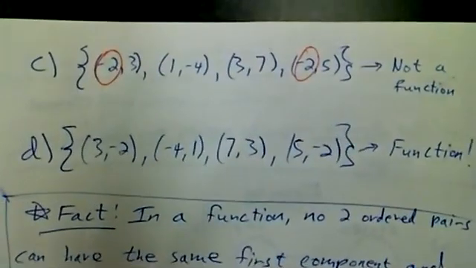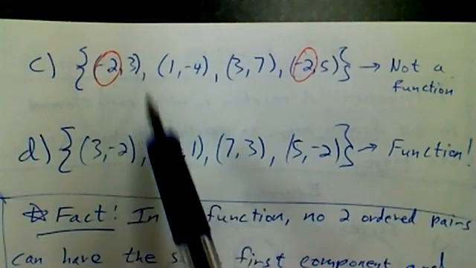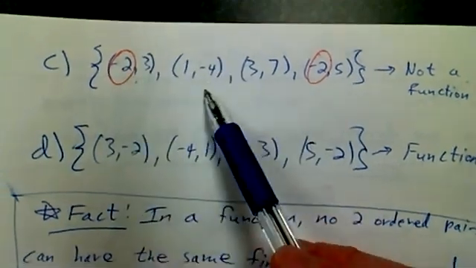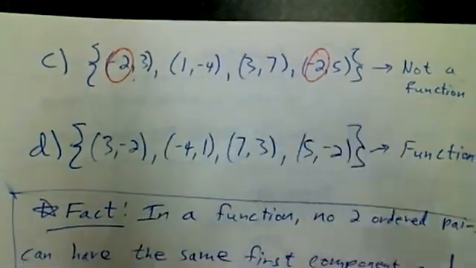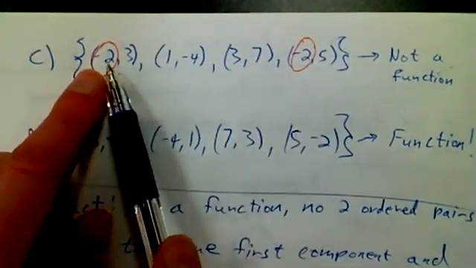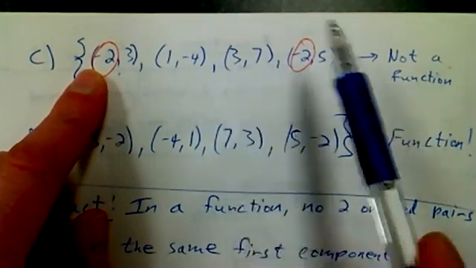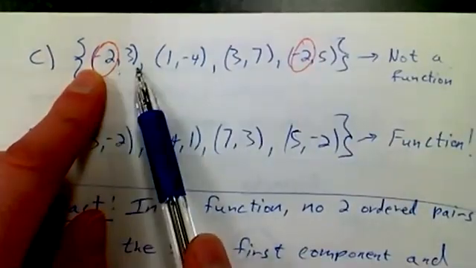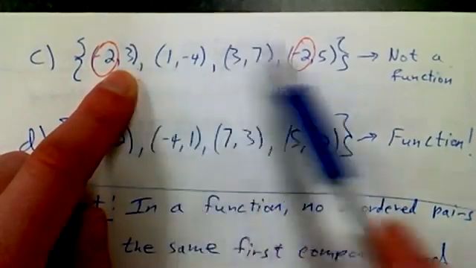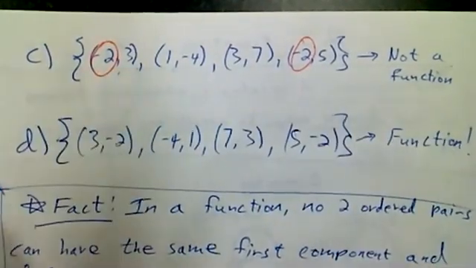Let's look at an example, a little more numerical. C. Here I have a set of ordered pairs. So points on the rectangular coordinate system, I have -2, 3, 1, -4, 3, 7, and -2, 5. This is not a function. My domain are all the x values, -2, 1, and 3. But notice that -2 gives you two different y values. It gives 3 and it gives 5. For that reason, not a function.